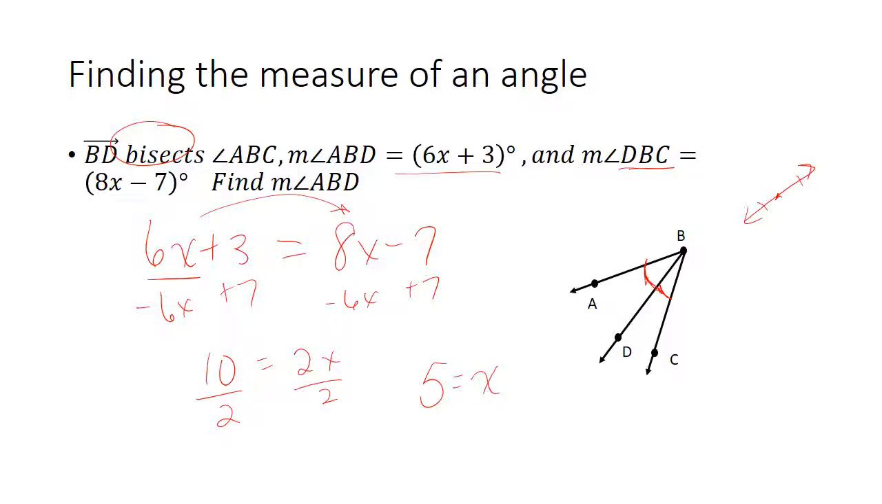Does that tell me the measure of angle ABD? It does not. I have one more step I need to do. I need to take this 5 and substitute it in place on my ABD to get my number. So 6x plus 3, and then I'm going to replace my x with a 5. So 6 times 5 plus 3, that would give me 30 plus 3. So my angle is 33 degrees.